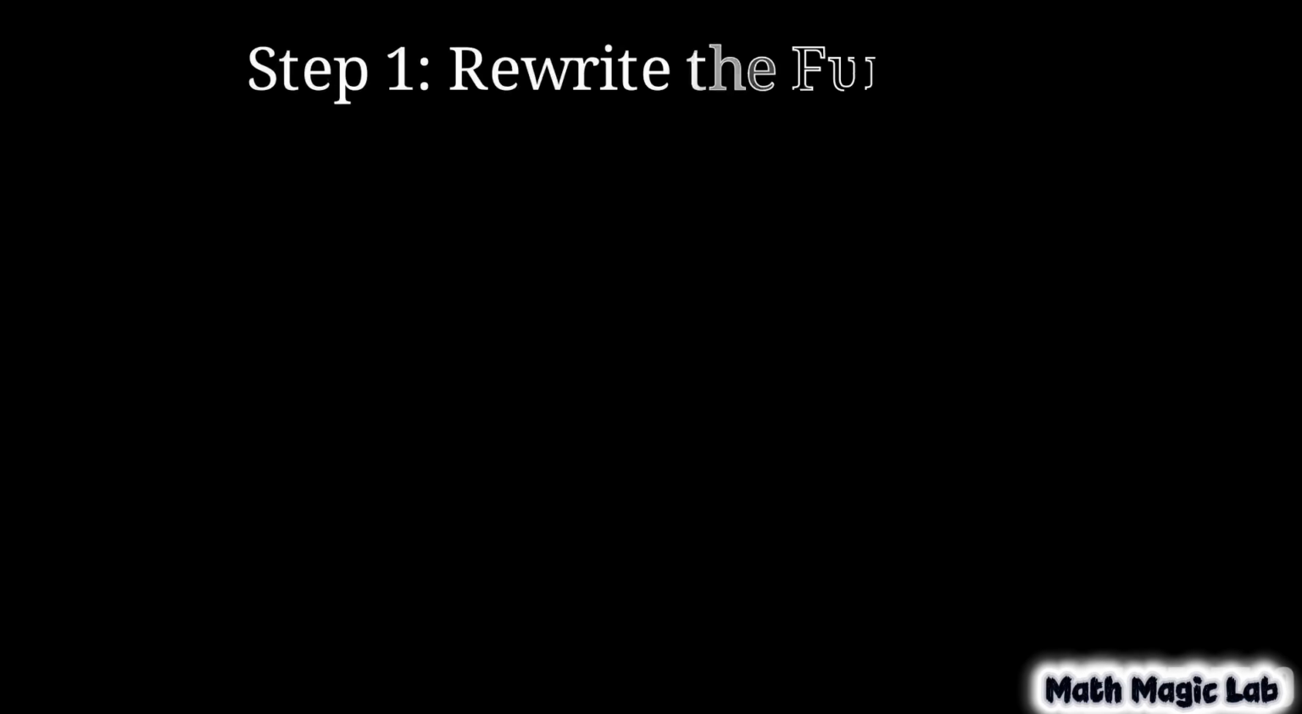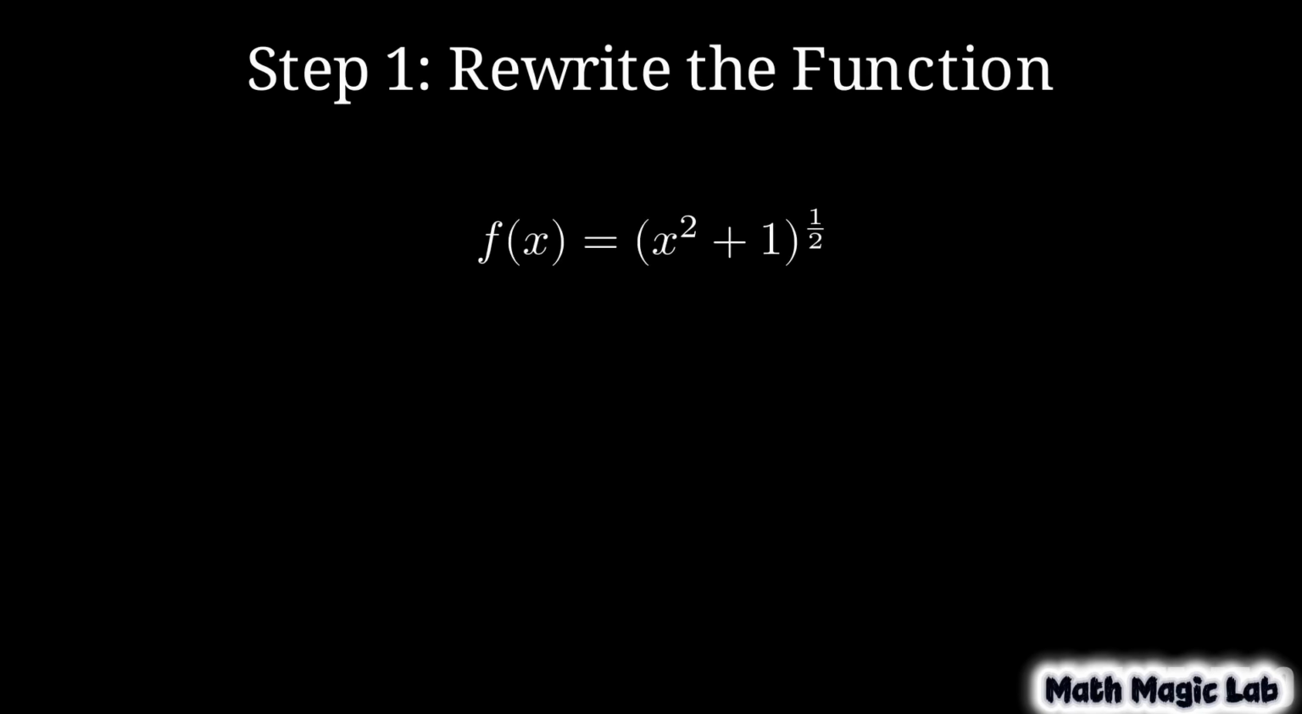Step 1 for any radical function. Rewrite it. We turn that square root into a fractional exponent of 1/2. Now, it looks just like our first example, and we can apply the power rule logic to our outside layer. This is the key to unlocking the problem.